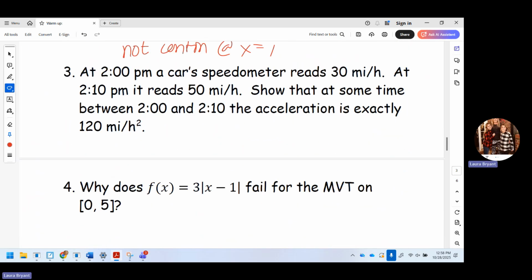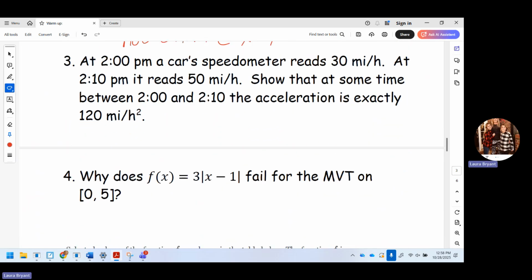Okay, then number 3. This one says at 2 o'clock, the speedometer is 30 miles an hour. At 2:10, it's 50 miles an hour. Show that at some time between 2 o'clock and 2:10, the acceleration is exactly 120 miles an hour. So kind of an interesting application. There's nothing that gives you the actual function here. There's no equation. You just have your a and b values, and your a and b values are the times. Okay, so what we have there is a function that we have to decide on our own.